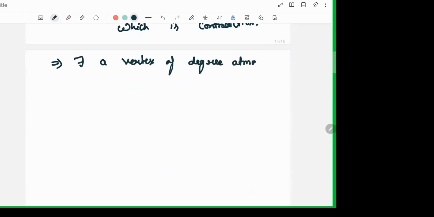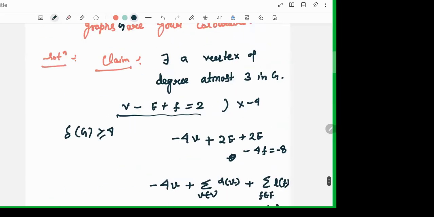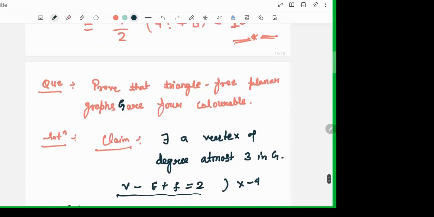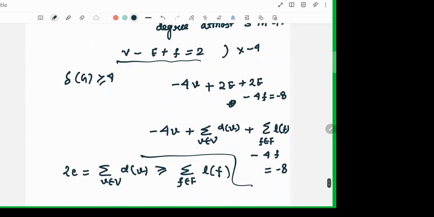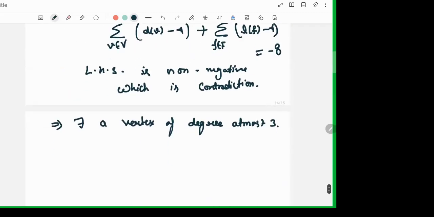But now what do we need to prove? We need to prove that if G is a triangle free planar graph, then it has a 4 coloring. So how to prove this now? Last time we proved it for 5 coloring. So how did we prove that? We got some restriction on degree, then we applied induction. Here we also got a restriction on degree. Now we have to go for induction, right?